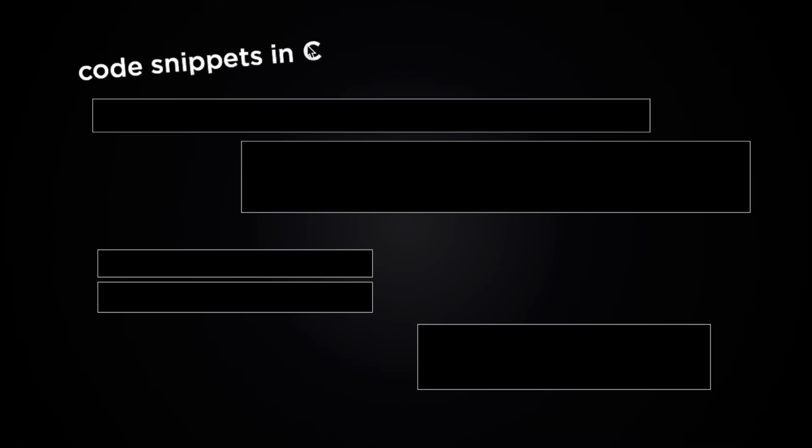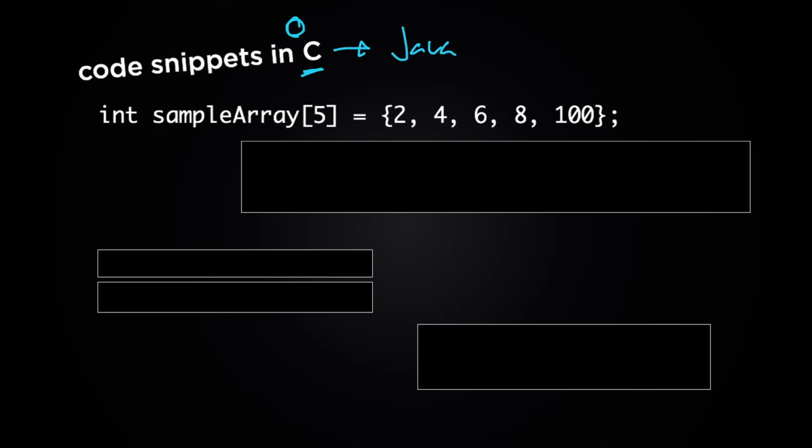And let's take a look at some code snippets in C here to see how you can use arrays in practice. I'm only going to take a look at C here, but it's going to be pretty similar to other languages too, like Java. This line, int sample array square brackets 5 equals 2, 4, 6 and so on, says create a new array with 5 integers and then populate it with the elements 2, 4, 6, 8, and 100.